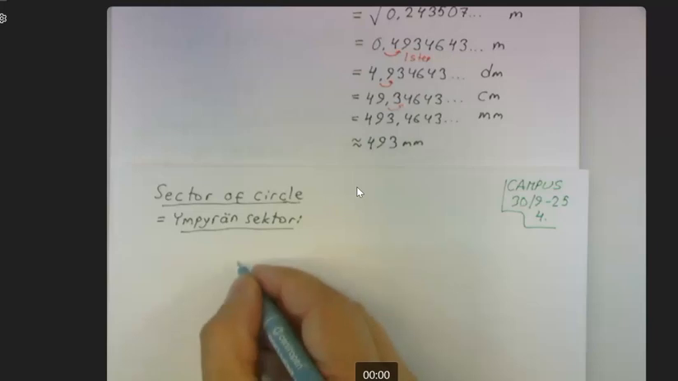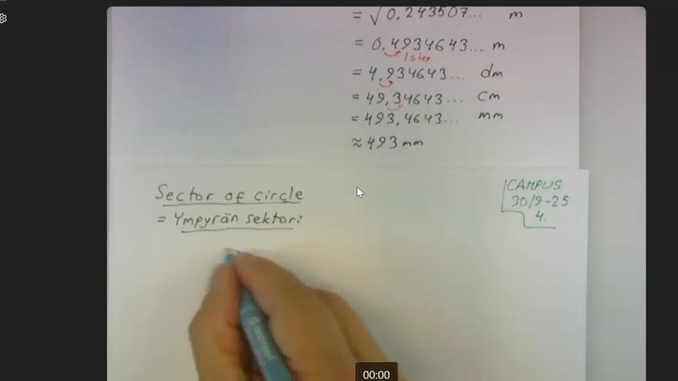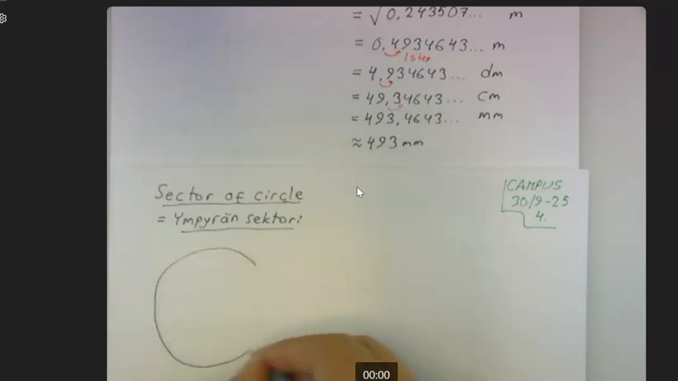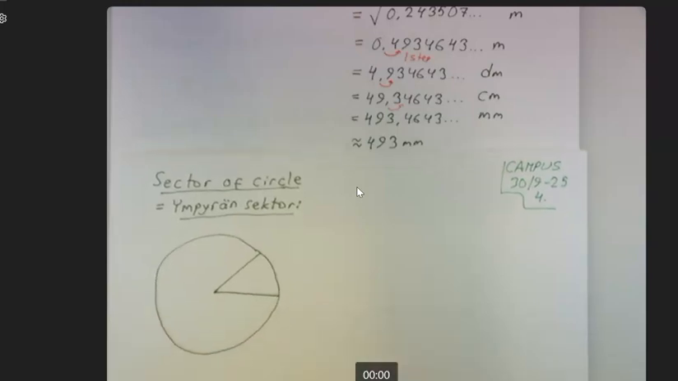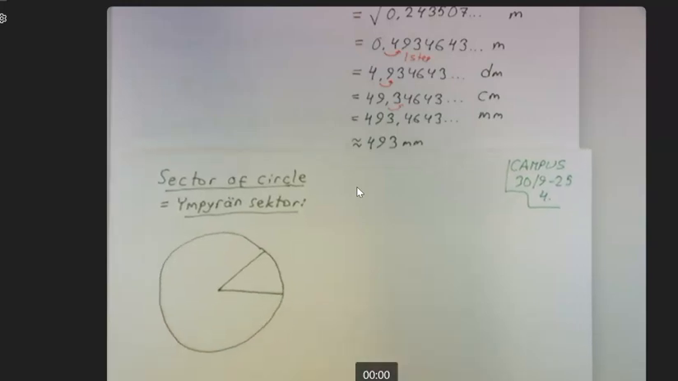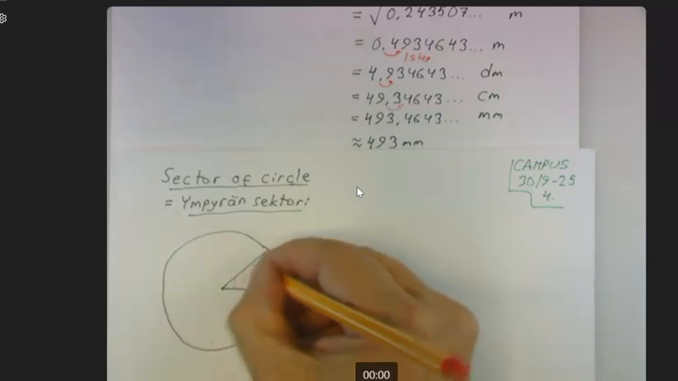So it means that we have a circle and then we have a part of it like this. And this is called sektori.